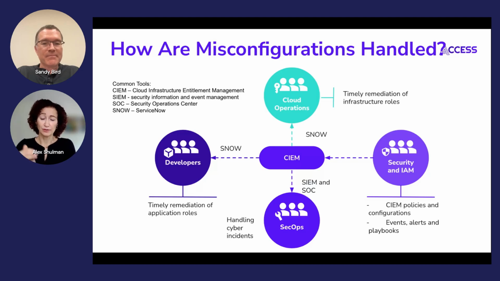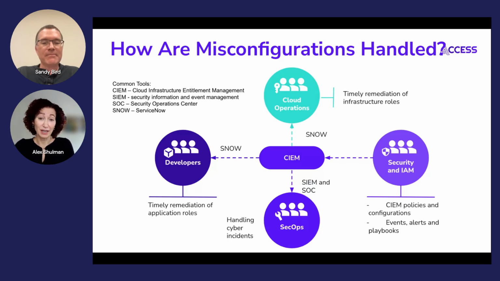So for this, once again, once the identity and access management team defines the rules of the road and what needs to happen, and we have CIEM monitoring and creating these events and alerts, there is a lot of automation that needs to happen through ServiceNow to actually do this auto ticketing, send this to the development and cloud ops teams, and then help to reduce the load.